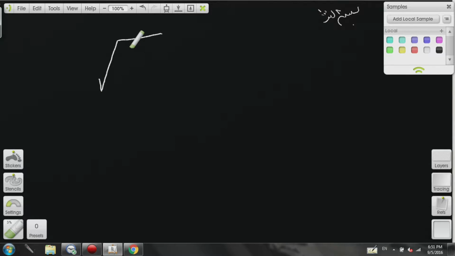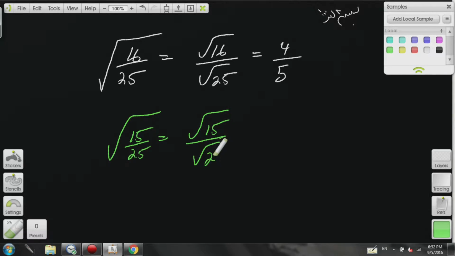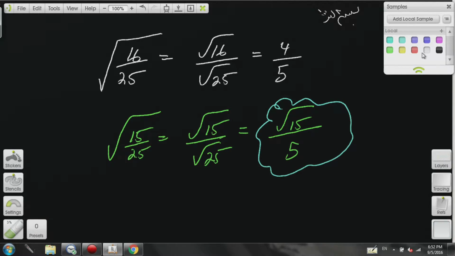Now I have the square root of 16 over 25. Well, this is the square root of 16 over the square root of 25, which is going to be 4 over 5. Alright, how about this? The square root of 15 over 25. You can rewrite this as the square root of 15 over the square root of 25. Now, 15 you can't simplify, but 25 you can. So it'll be like that.